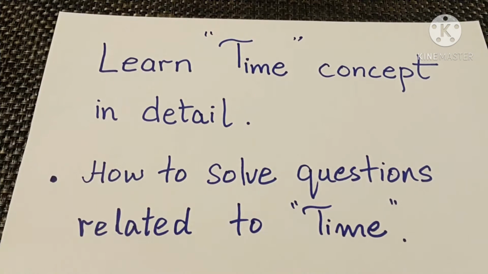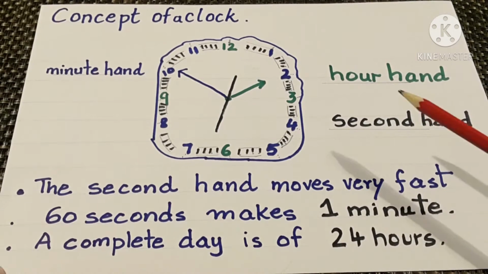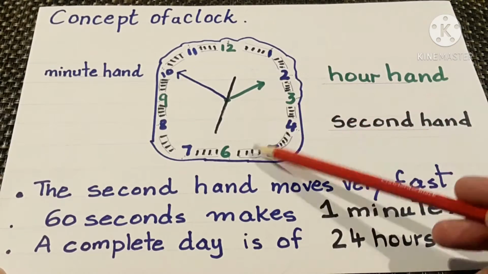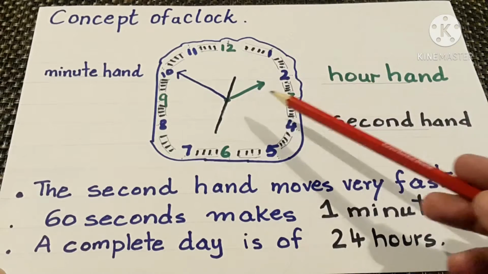Today in this video we will learn the concept of time in detail, and we will also learn how to solve the questions related to time. Concept of a clock. This is a clock in which you can see the numbers 1, 2, 3, 4, 5, 6, 7, 8, 9, 10, 11 and 12.